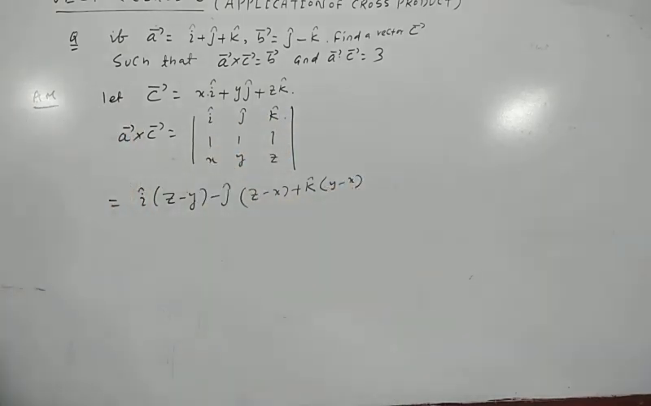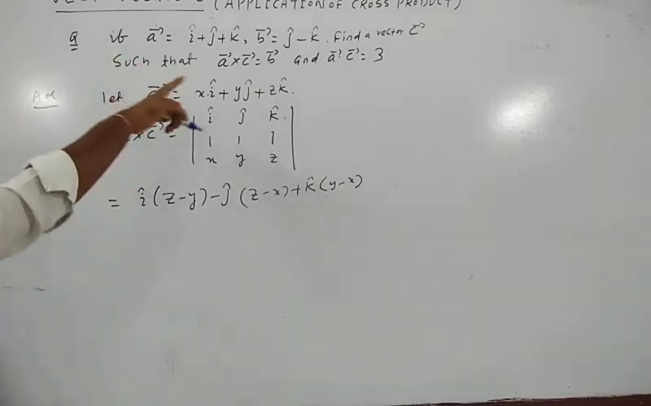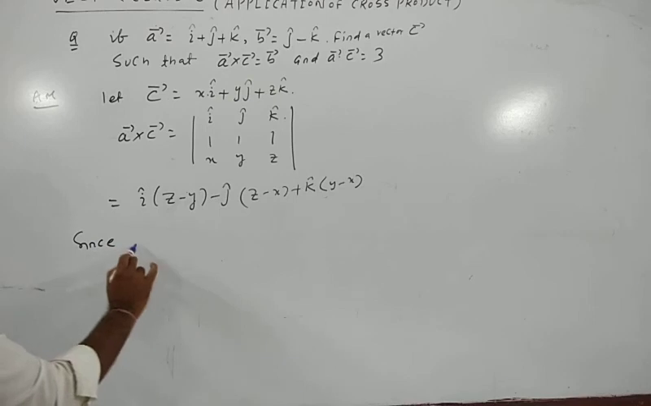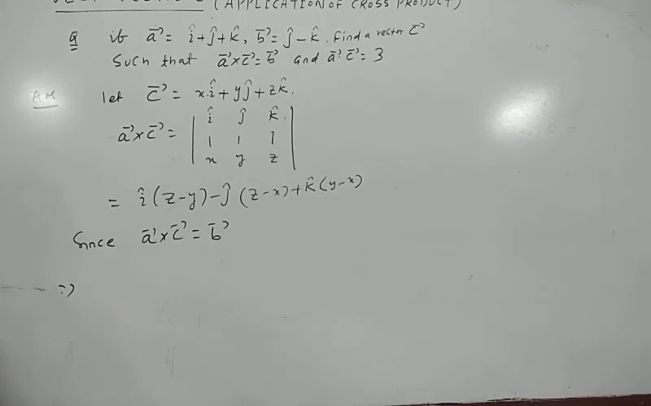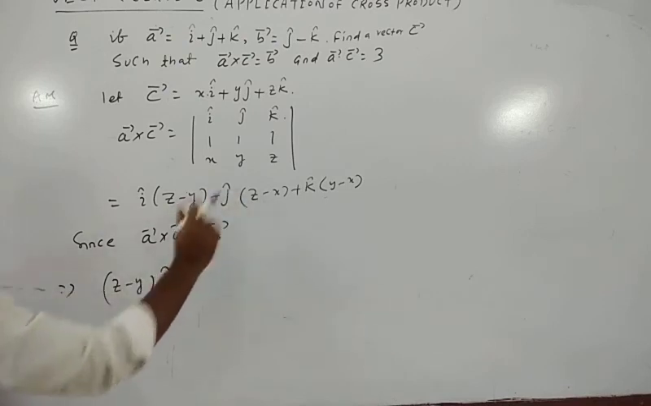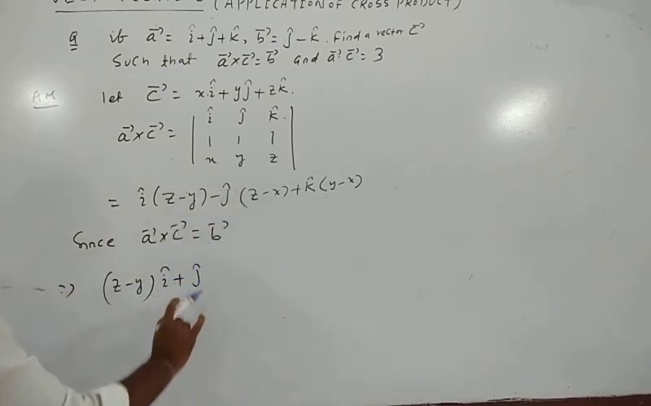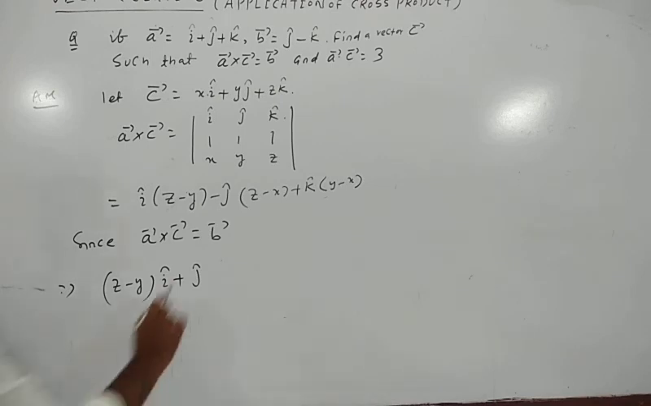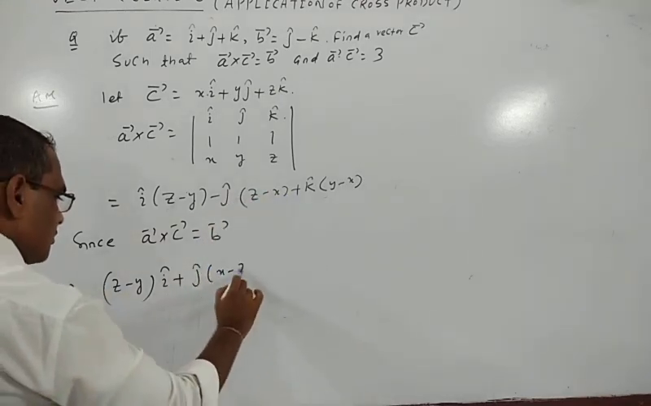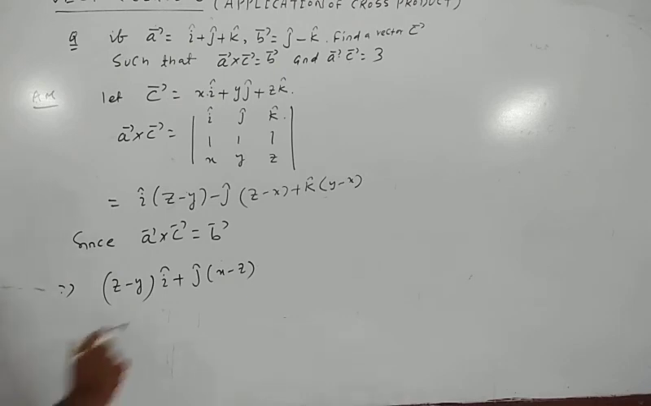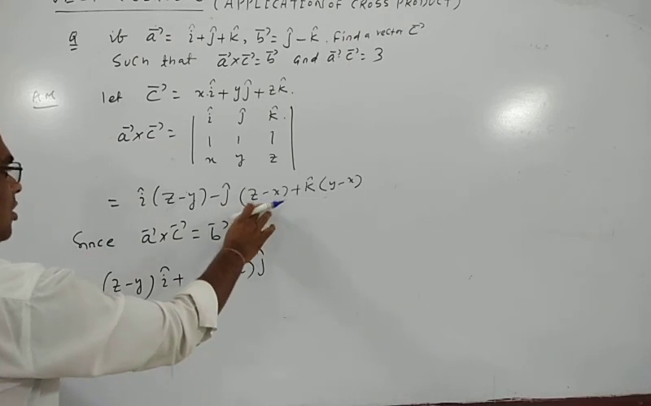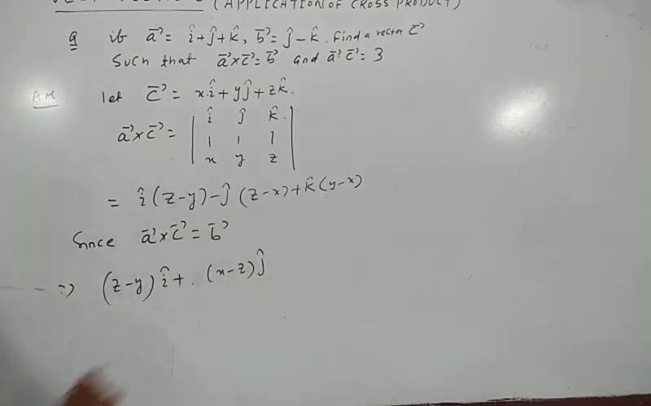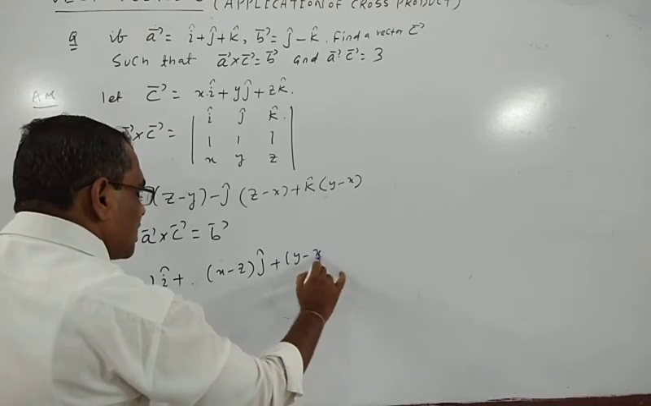Here b vector is equal to this one, since a vector cross c vector is equal to b vector. That implies what is a cross c? This is equal to (z minus y) into i cap, minus j cap into (minus) ... so this is equal to plus (x minus z) into j cap plus (y minus x) into k cap.